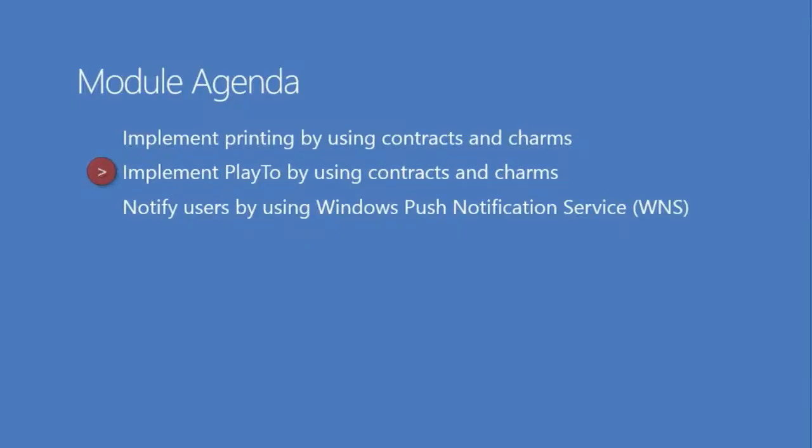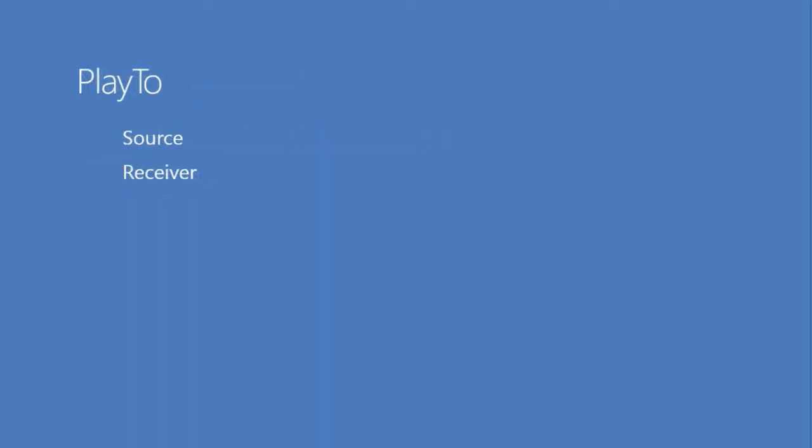We're now going to switch gears to another kind of contract, and this one's a little special. This might not be one that would be used in all types of applications, but there is an audience for it, for sure. PlayTo is the capability of setting up a device as the source of some media asset and setting up another device as a receiver of that media asset. So that's how you need to think about it at the basic level.